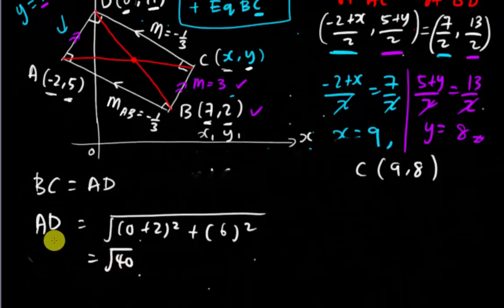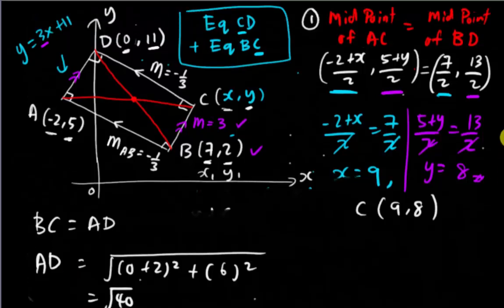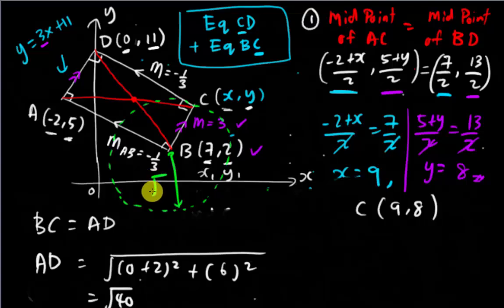So if I know the distance of AD is square root 40, I know the distance for BC is square root 40 also. If I substitute this into the equation, I'm getting a locus, and the distance from B is always square root 40. Definitely from B to C is square root 40 also.